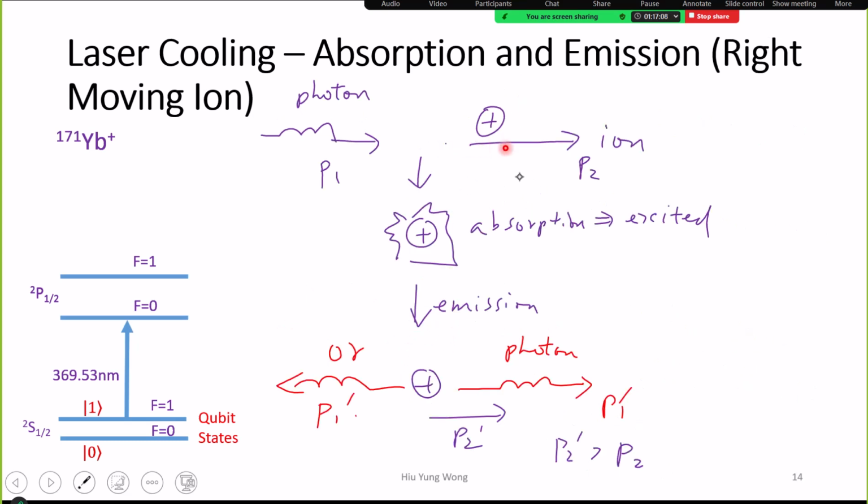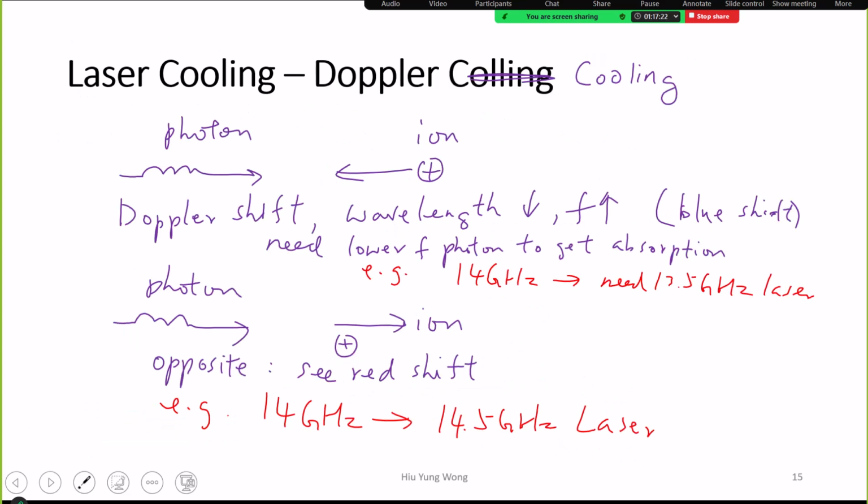But if it happens that you're moving away from me, because I only shine 13.5 gigahertz, and then you also have redshift, you won't be able to absorb any light. So this process will not happen. So as a result, over time, the atom will get slower and slower, right? Then the ion will slow down. And remember, mv squared is proportional to kT, so the temperature will reduce. That is how you cool down the ion.